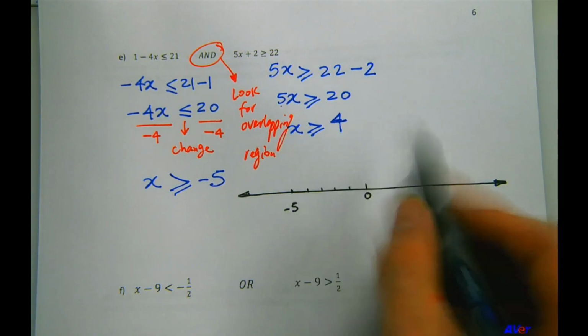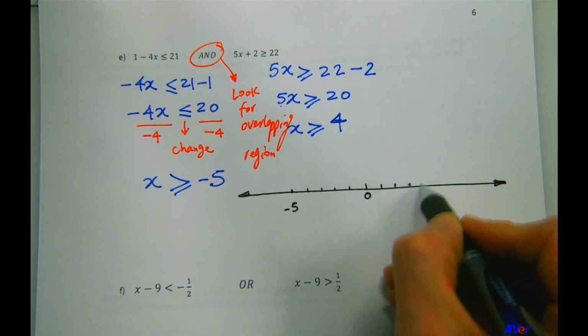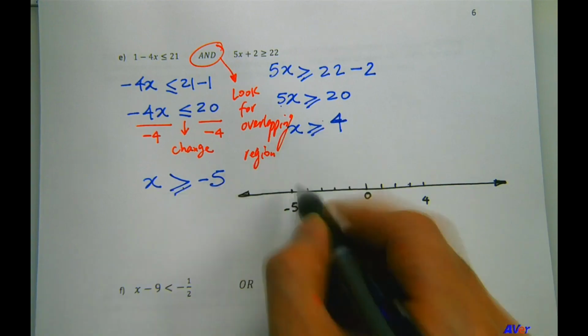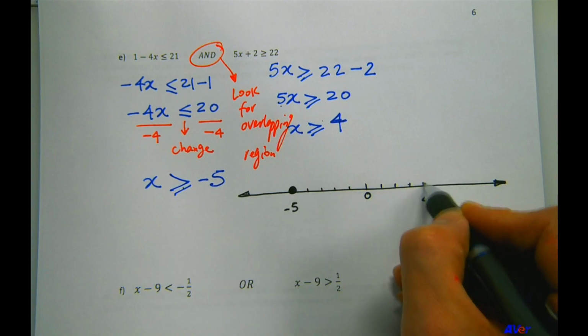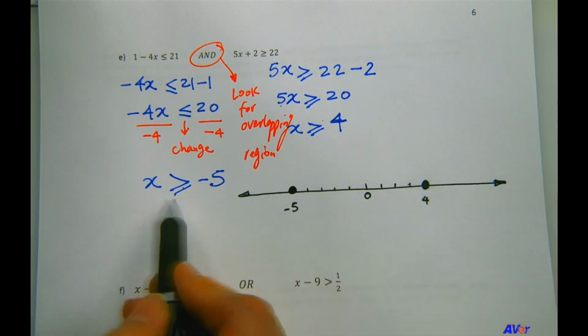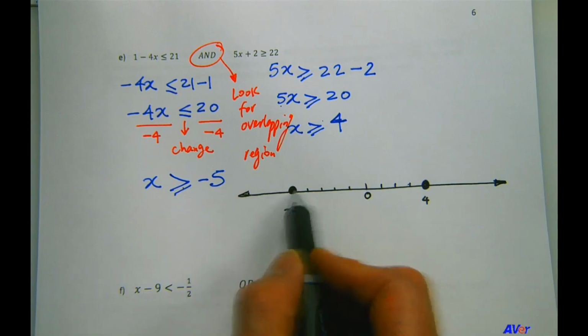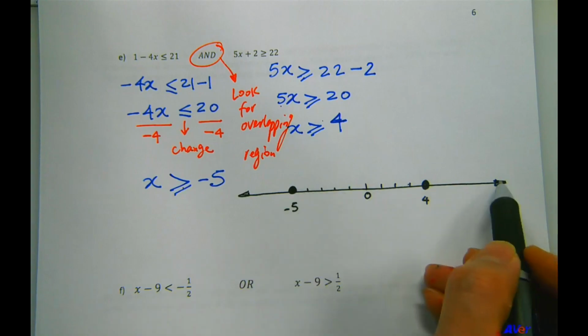And let's say positive 4 is here. 1, 2, 3, 4. And both of those numbers are included, right? So I'm going to put a filled in circle here, and I'm going to put a filled in circle here. So what does this one say? This one says anything greater than or equal to -5. That means all of that. All of that is the solution.